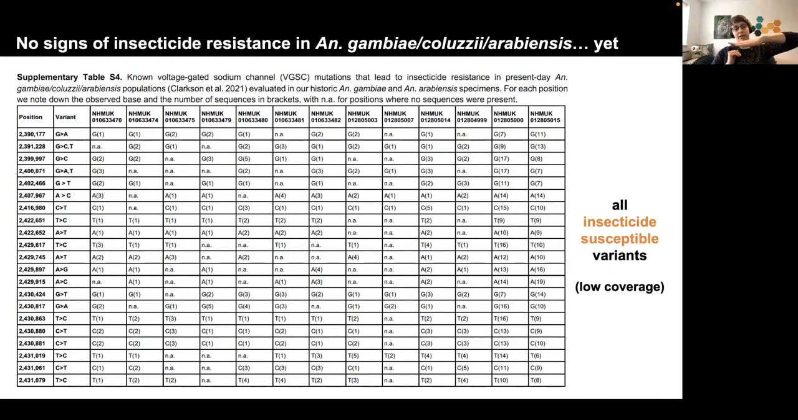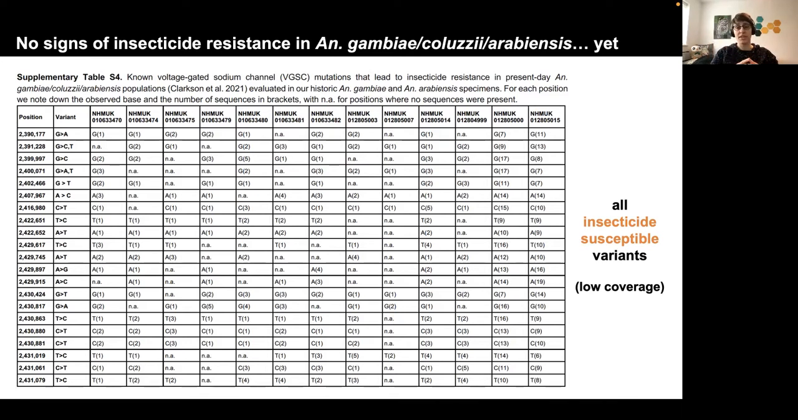Each row here is a known position where if the mosquito has a variant, it's very likely insecticide resistant, and each column is one of our samples. So you don't need to focus on it. This is a very busy table, but basically, even at low coverage, all of our samples showed the insecticide susceptible reference variant. So we don't see any insecticide resistance yet.